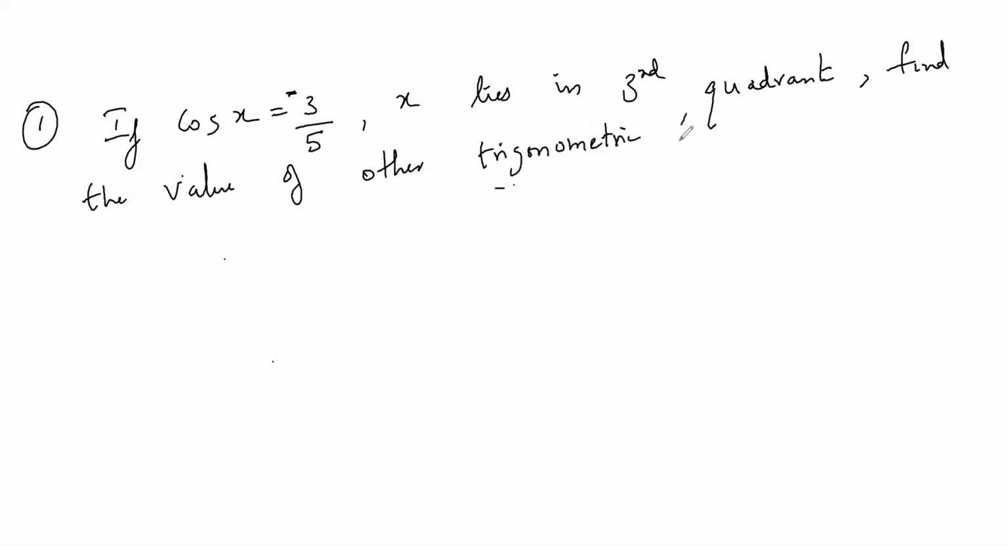How many of you don't remember trigonometry or anything? Cos x is equal to minus 3 by 5.